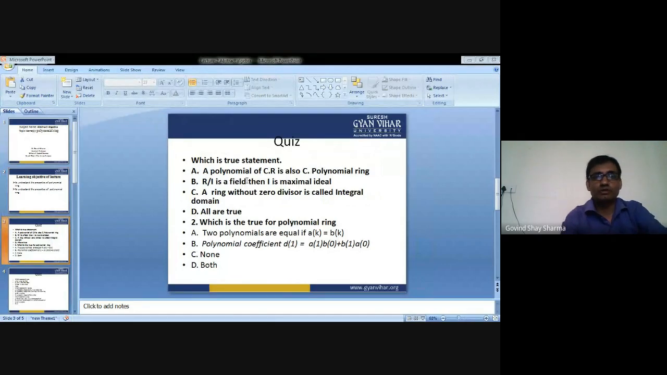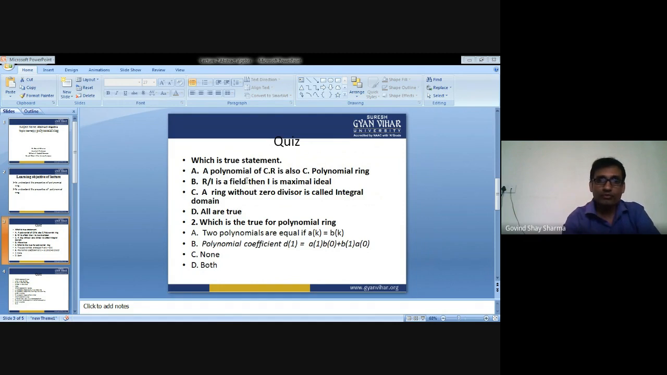Which is the true statement? A polynomial of a commutative ring is also a commutative polynomial. If R/I is a field, then I is a maximal ideal. A ring without zero divisor is called an integral domain. So all are true options. Today we prove the theorem that a polynomial ring of a commutative ring is also commutative. Which is true about polynomial rings? Two polynomials are equal if a_k is equal to b_k. That's right. If all elements are equal, then we can say the polynomials are the same.